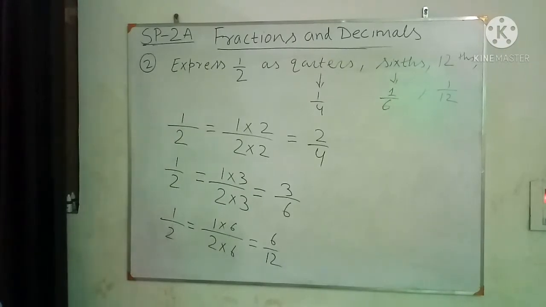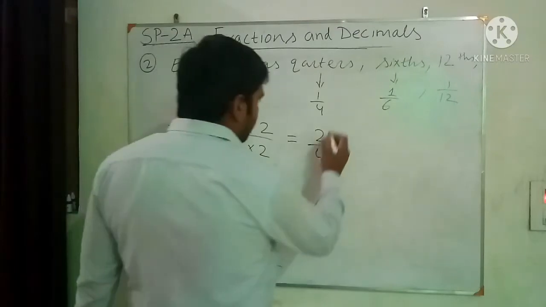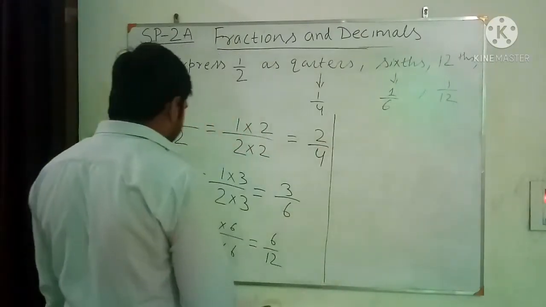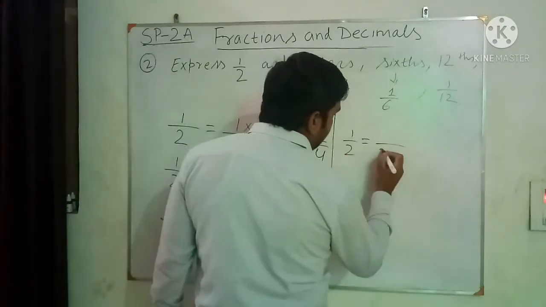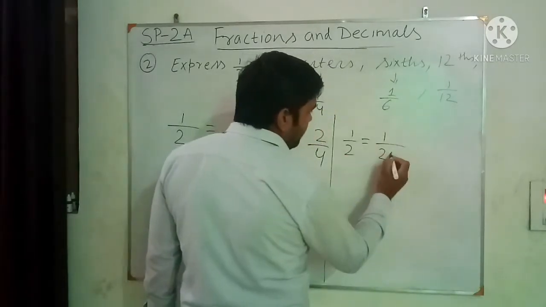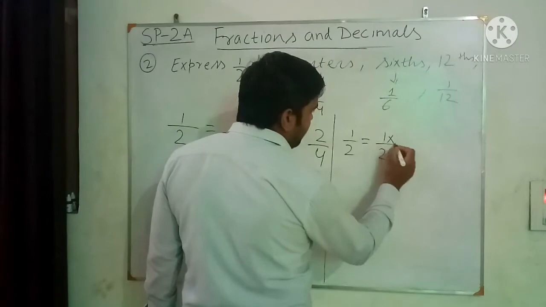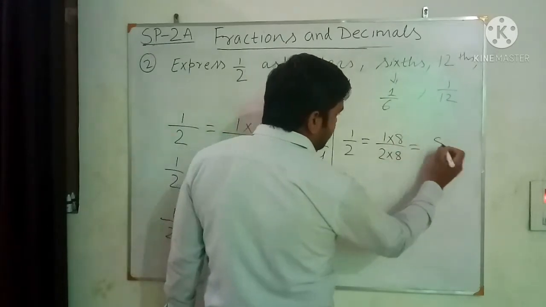Similarly, you find its 16th and 24th part. Now see how you find its 16th part. So 1 by 2 equals to, what do you multiply in 2 to get 16? That is 8. So multiply the numerator also by 8. You will get 8 by 16.